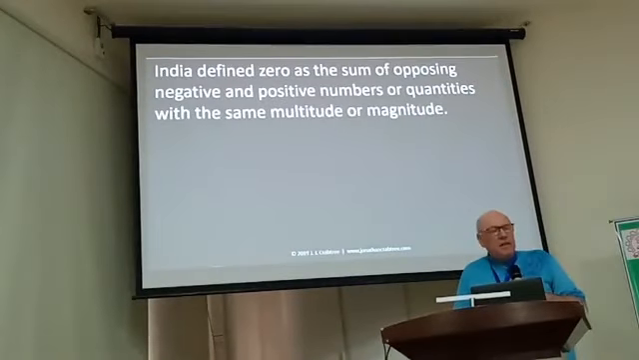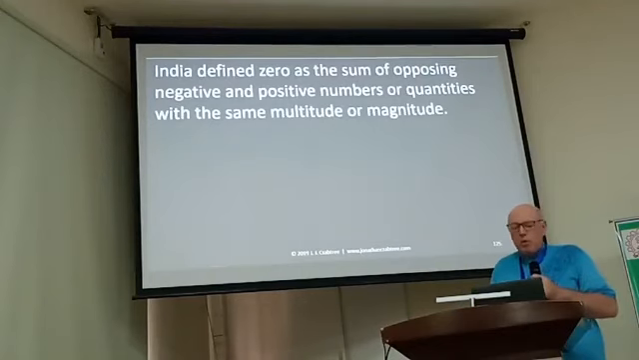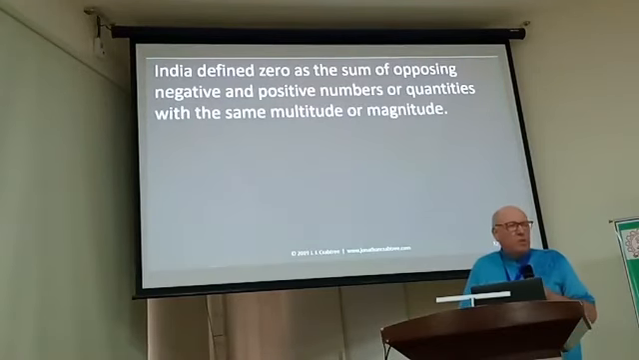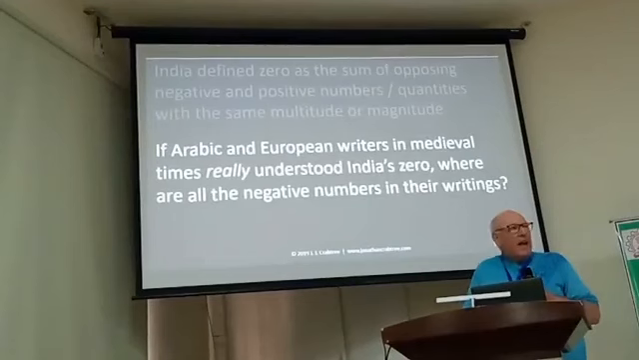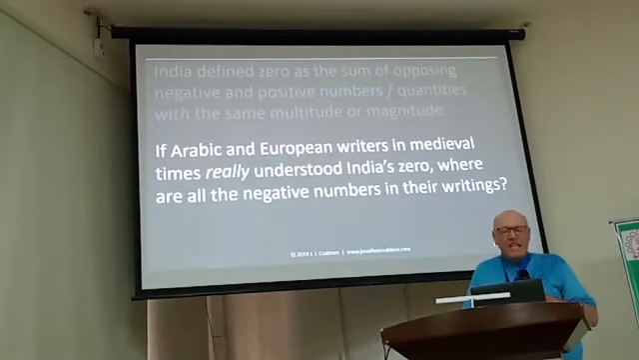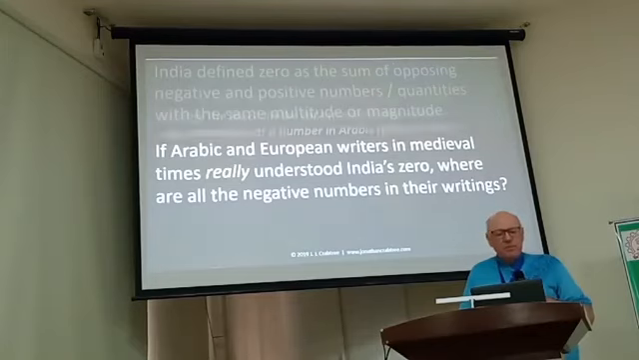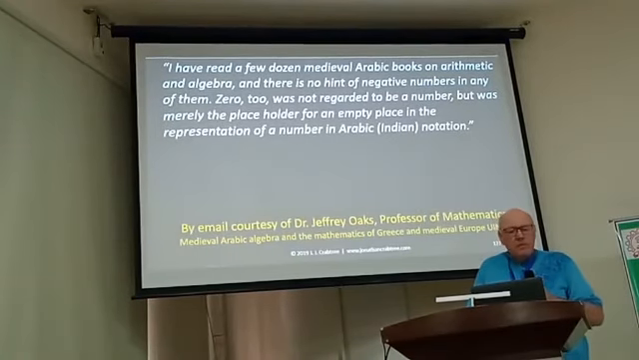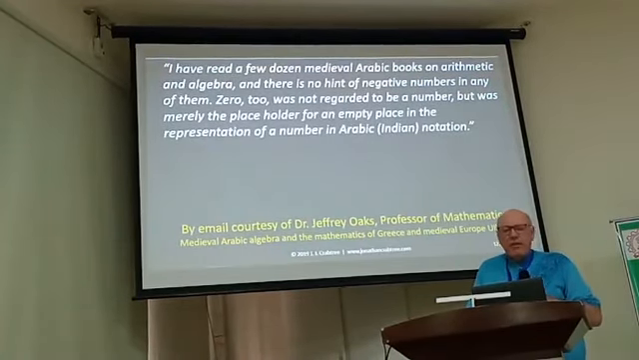So, India defined 0 as the sum of opposing negative and positive numbers or quantities with the same magnitude. If the Arabic and European writers in medieval times really understood India's 0, where are all the negative numbers in their writings? So here's a quote. I have read a few dozen medieval Arabic books on arithmetic and algebra, and there is no hint of negative numbers in any of them.